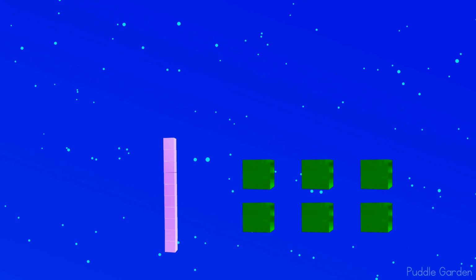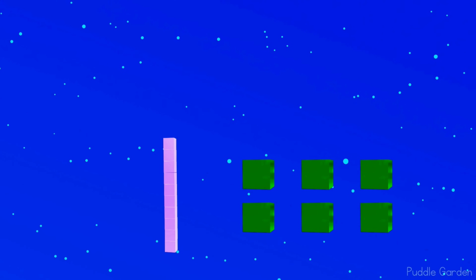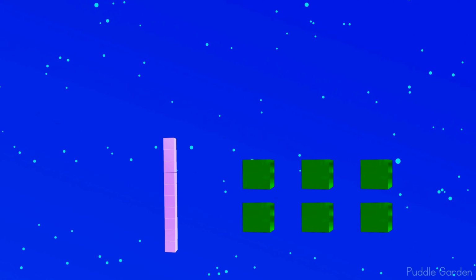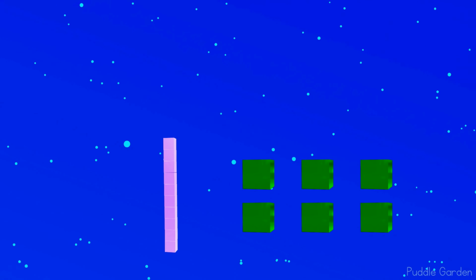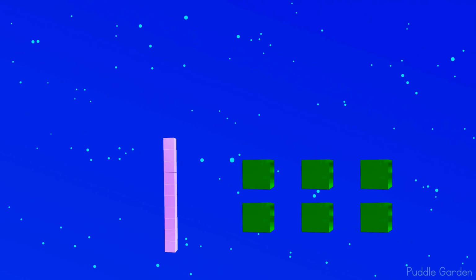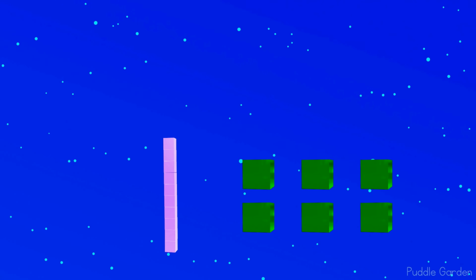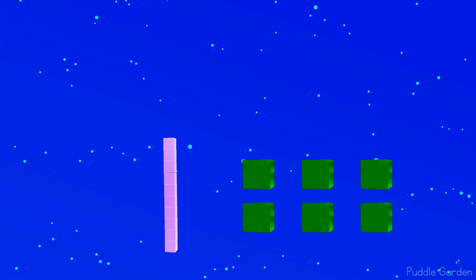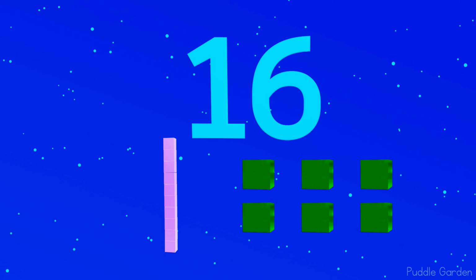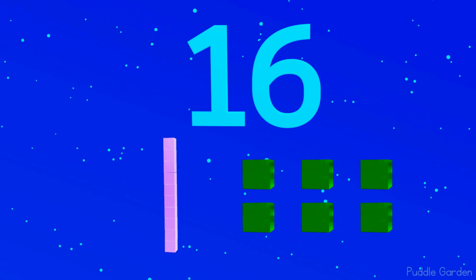What number does this represent? 1 10 stick and 6 ones blocks. Great job! That is 16. Nice work today.